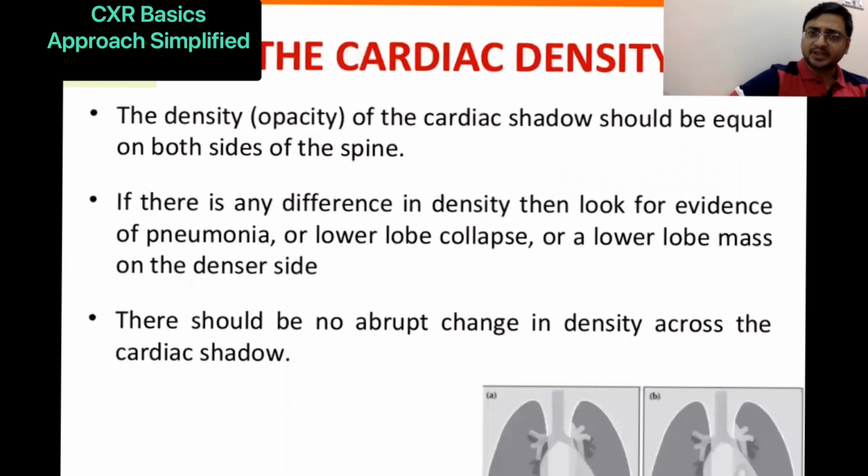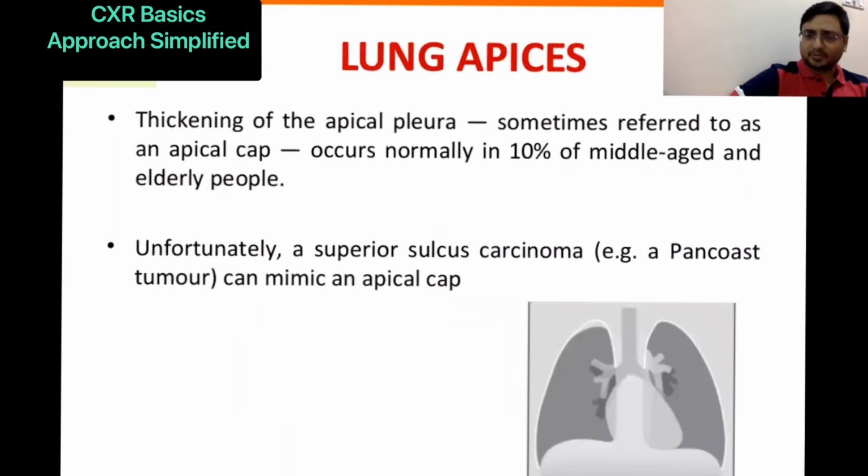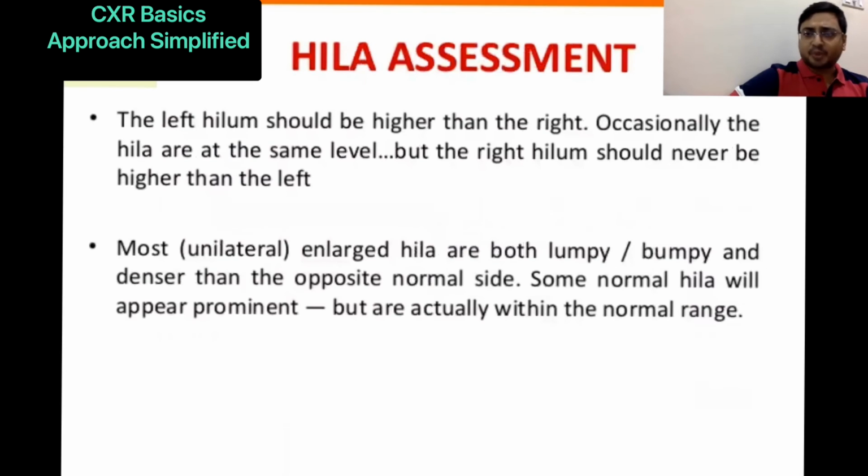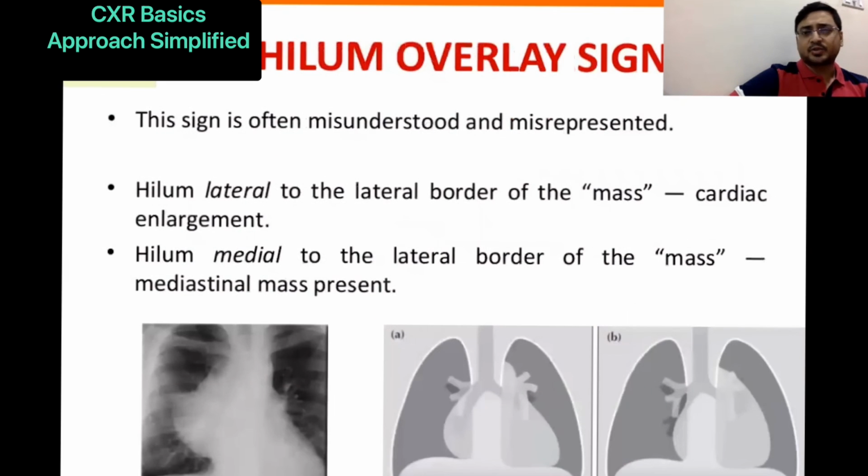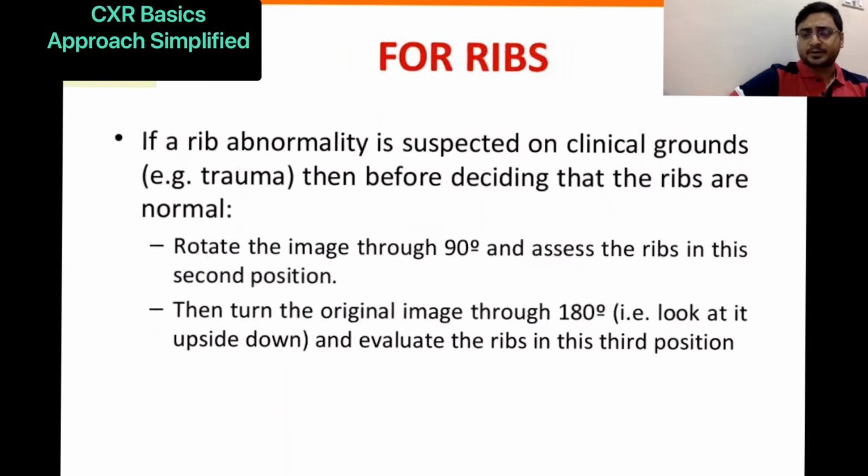So there are a lot of signs by which we can diagnose a lot of disorders, but so far it is important to look into the lung parenchyma as well as the pleura to diagnose some important common disorders. And in cases of trauma, we should be looking into the ribs. If a rib abnormality is suspected on clinical grounds like trauma, before deciding that the ribs are normal, rotate the image through 90 degrees and assess the ribs in the second position. Then turn the original image through 180 degrees and evaluate the ribs in the third position, because a minor crack or minor fracture is often missed. So this is the important point in patients who are coming with trauma.